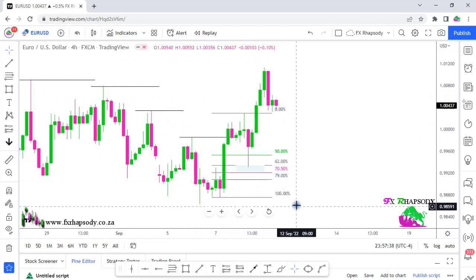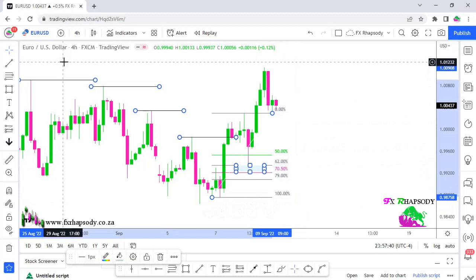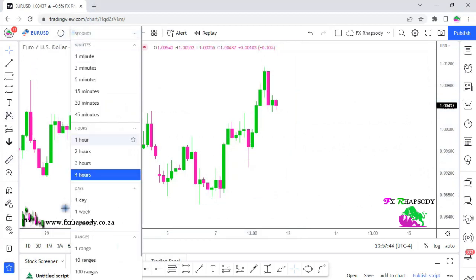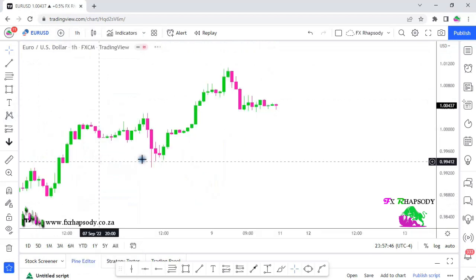And depending on your lot size, that's a lot. It could be lots of money. So let's look on the hour time frame and where we're at and what happened.